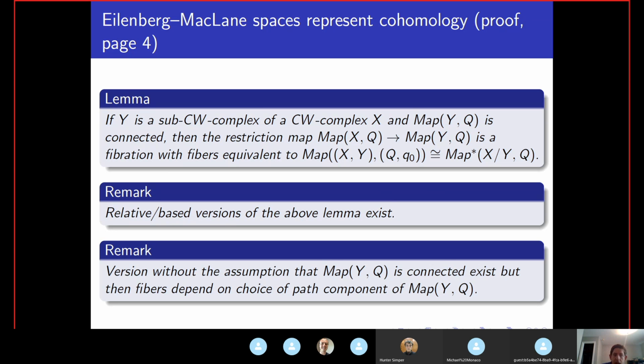Also, you might say it's a little weird, this assumption that maps from Y into Q is connected. Without that assumption, it's going to be a fibration if you restrict to a given path component of this mapping space, but the fibers could depend on what path component you're in.